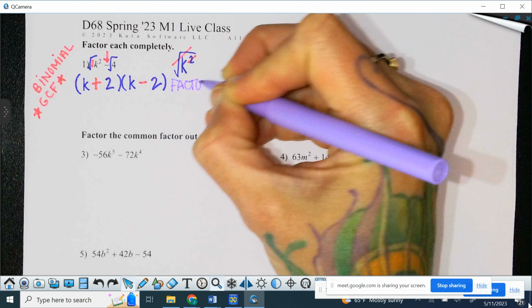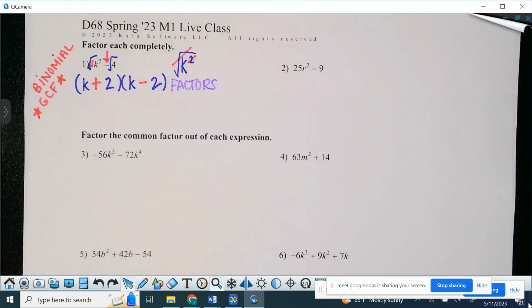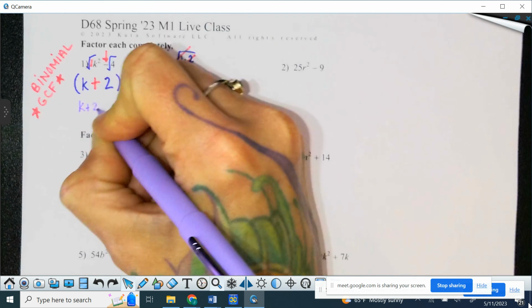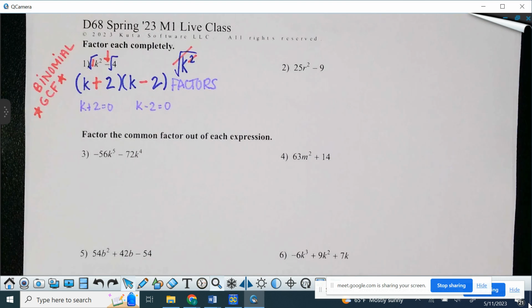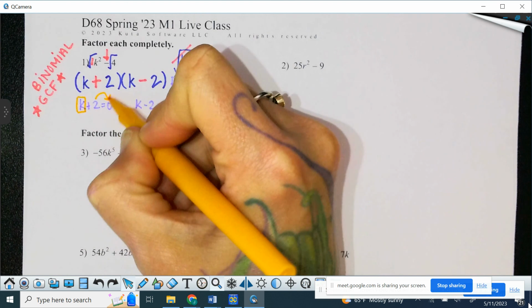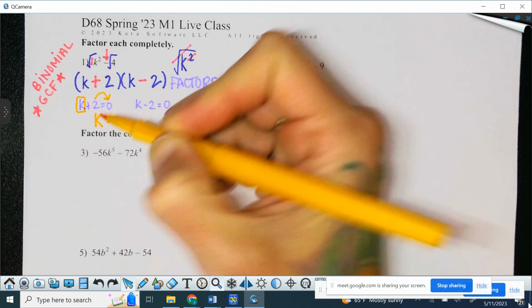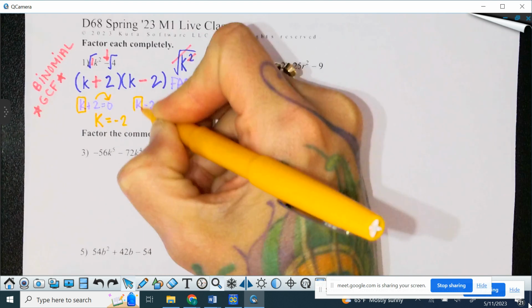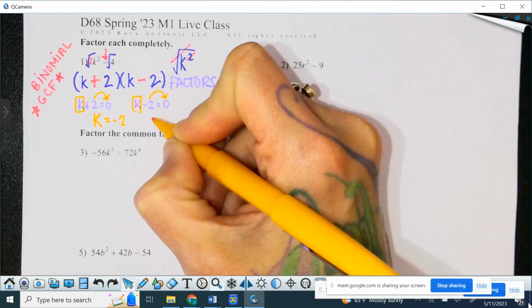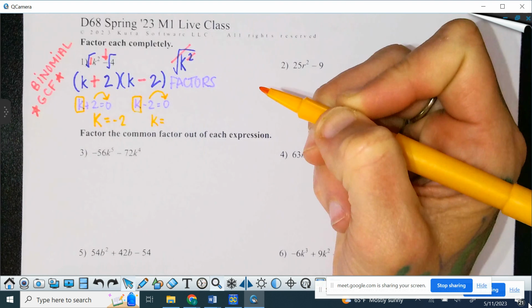There's your factors. If it asks you to solve, can somebody remind me how to solve quadratics? What do I do for my factor point if I'm supposed to solve? Set equal to 0, right? So k plus 2 equals 0. K minus 2 equals 0. If we're solving for k, we're going to move that positive 2 over. So k is going to equal what? That positive 2 becomes a good negative 2. Excellent. And we're going to do it for the other one. That negative 2 is going to become a positive 2.